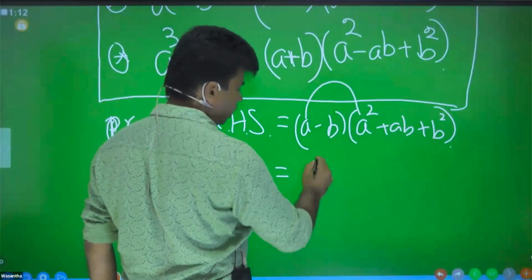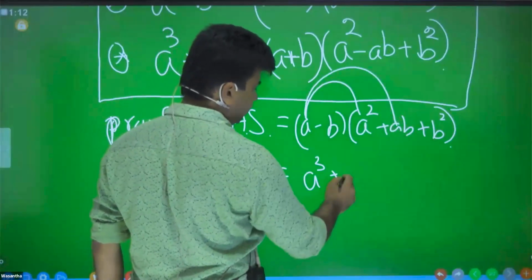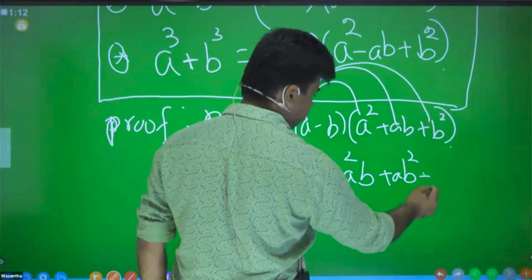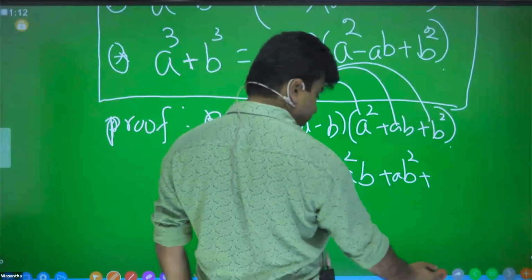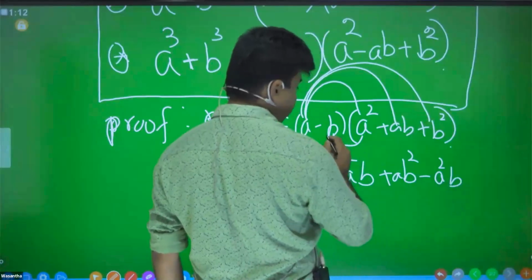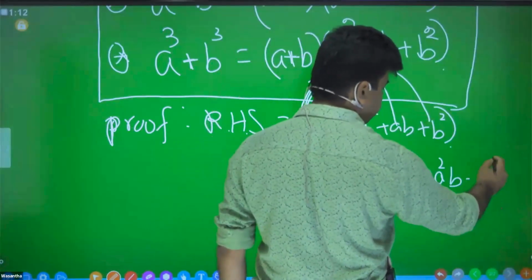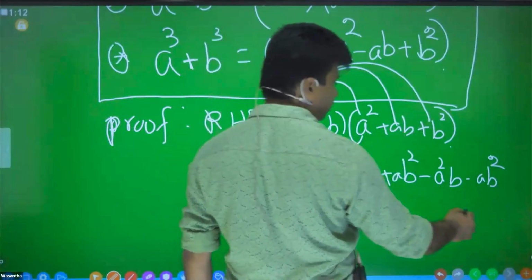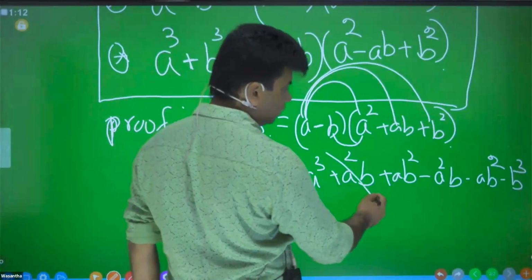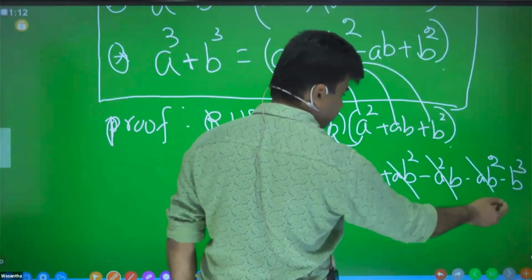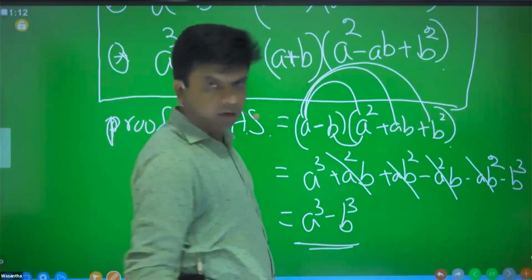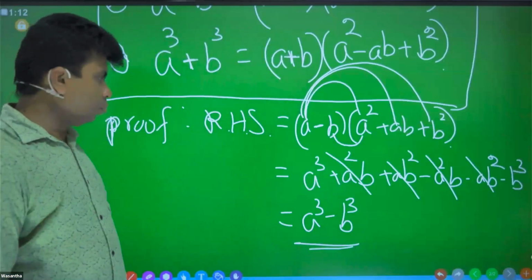A times A squared, A cube. A times AB plus A squared B. A times B squared plus AB squared. Then you can see that minus B times A squared minus A squared B, minus B times AB minus AB squared, minus B times B minus B cube. So what happened? This one and this one cancelled, this one and this one cancelled. Then you get A cube minus B cube. Confirm, no? Clear? That's how we prove that.